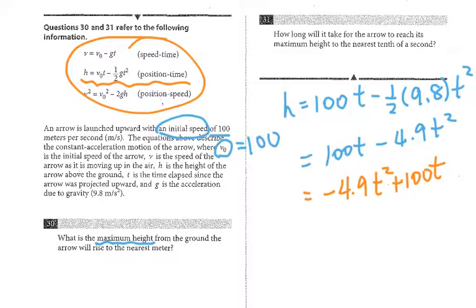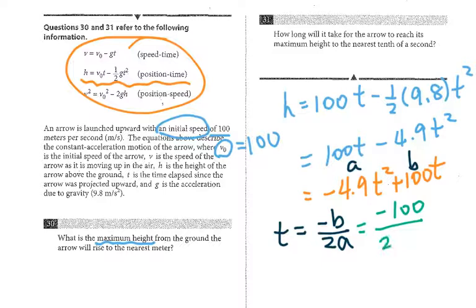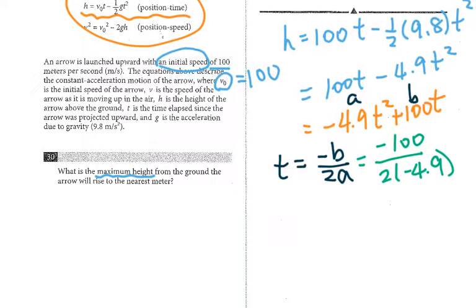So how do you get the maximum height? You need to make sure t will be equal to negative b over 2a. So here's a, this is b. You need to plug in, that's negative 100 over 2 times negative 4.9. You will get 10.2. Then you plug in 10.2 for t, you will get the maximum value for height.